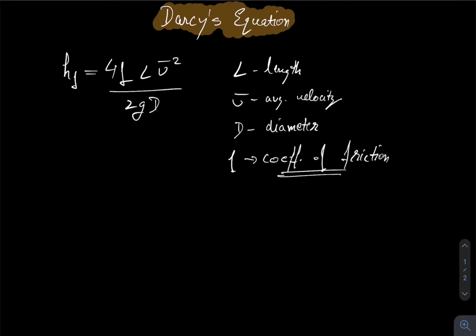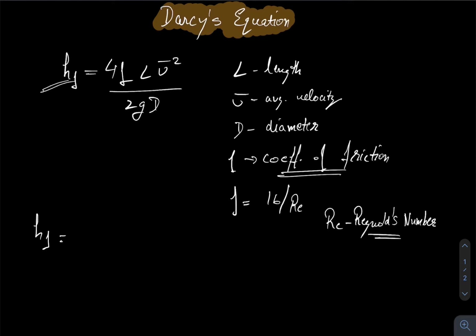So what is coefficient of friction? It is calculated as F is equal to 16 divided by Re. What is Re? Re is Reynolds number. Remember, we have discussed Reynolds number. So basically F is 16 divided by Re. So this is the Darcy's equation.